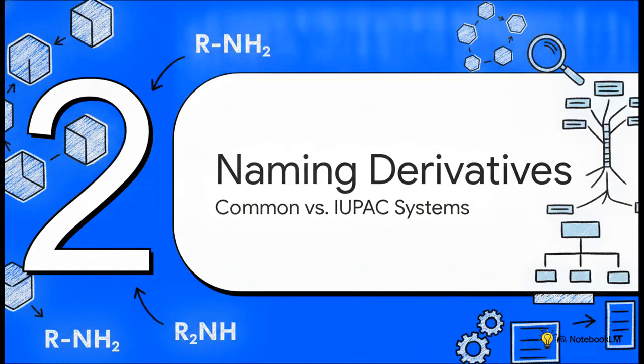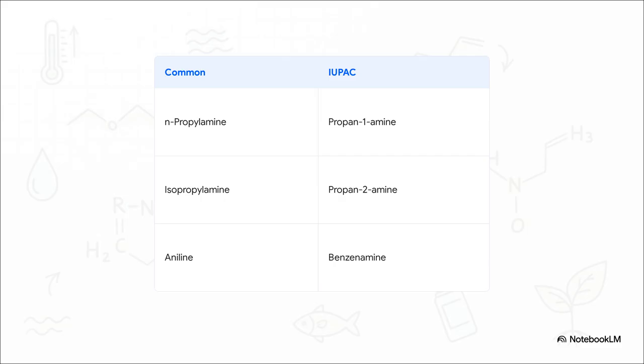Moving right along to Section 2, Naming the derivatives. Common versus IUPAC systems. It's always fascinating to contrast the older common naming conventions with the rigorous IUPAC system. In the common system, chemists usually just name the alkyl group and stick the word amine at the very end. Pretty straightforward, right? Like N-propylamine. But the IUPAC system takes it a step further. It derives the name from the parent alkane, drops the E, and adds amine.